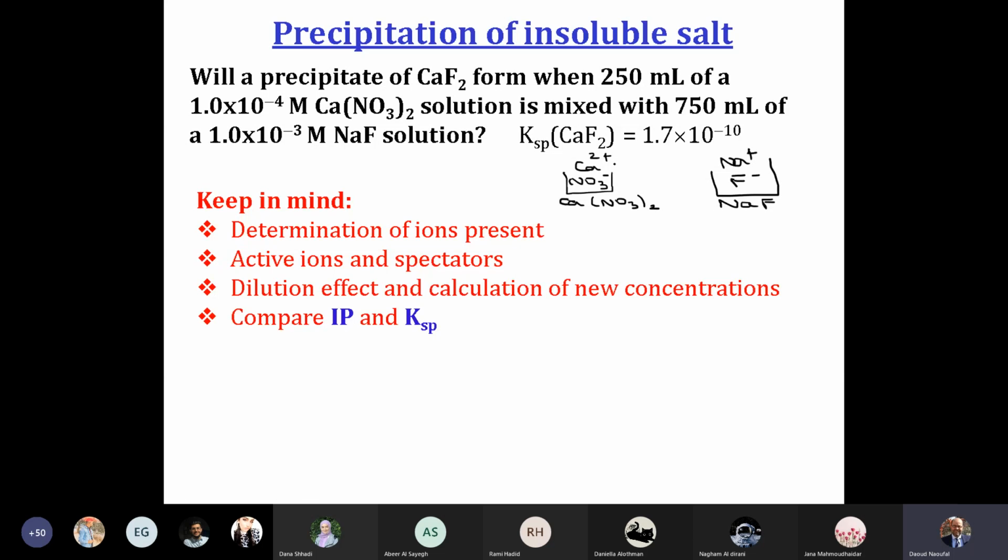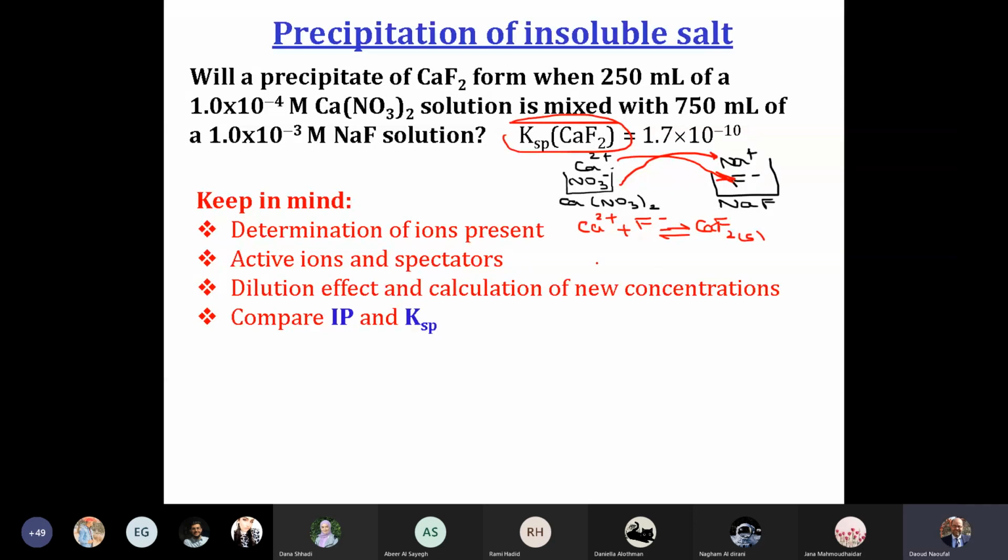First, Ca2 plus might react with F minus, positive and negative, while NO3 minus might react with Na plus. So Ca2 plus and F minus will give CaF2. Do we have a KSP value? Yes. So this is CaF2 solid. This is a possible reaction.